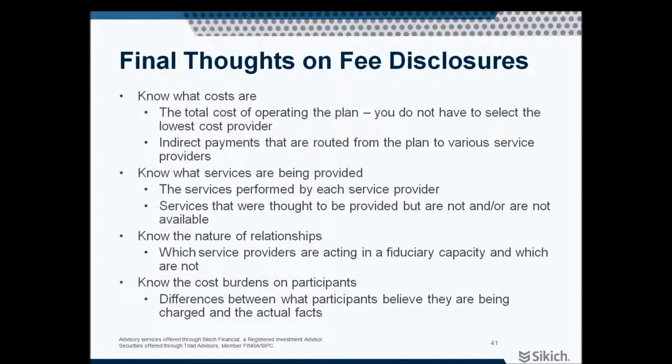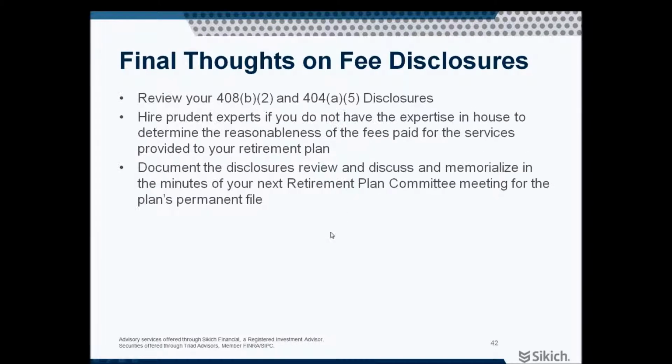Know the cost burdens on participants, the differences between what participants believe they are being charged and the actual facts. And that kind of goes back to the root of take those 408B2 and the 404A5 disclosures and make sure you read through them. Make sure there is some documentation to ensure that if there was ever a question from the DOL or through any litigation, you've done your fiduciary responsibility. If you can do it on your own, that's fantastic.